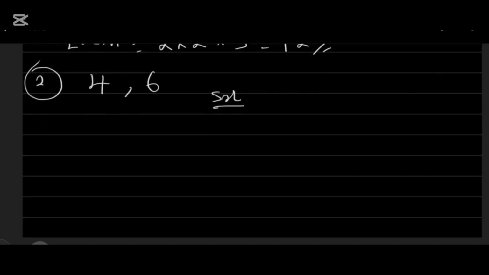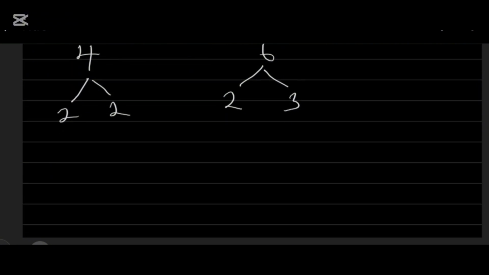First of all, let's write 4 and 6 in terms of prime numbers. We know that 4 is 2 times 2, while 6 is 2 times 3. As we can see, 2 is repeated, because there is a 2 here and a 2 here. So know that whenever you have repeated numbers, you just take one of the two.